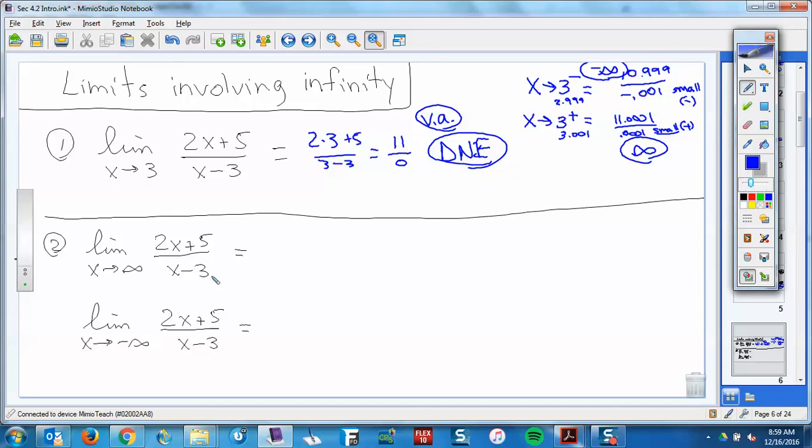But so, again, let's plug in numbers. Now, I know we can't plug in infinity, but we can take really big numbers. So what's 2 times a billion? 2 billion plus 5. 2 billion 5. Now here's what I'm thinking.